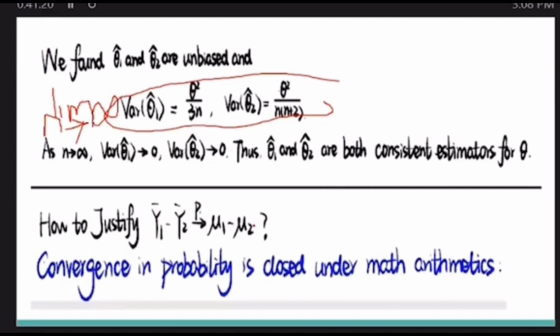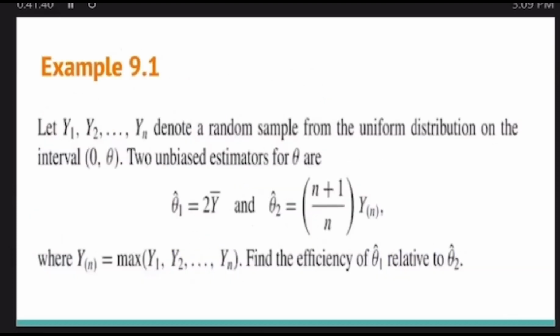Now, what if I ask you this? How do we justify the convergence of the difference of sample means to that? If I want to justify that, what am I going to do? I only need to investigate their variances. What is the variance? That is part of the common estimator.